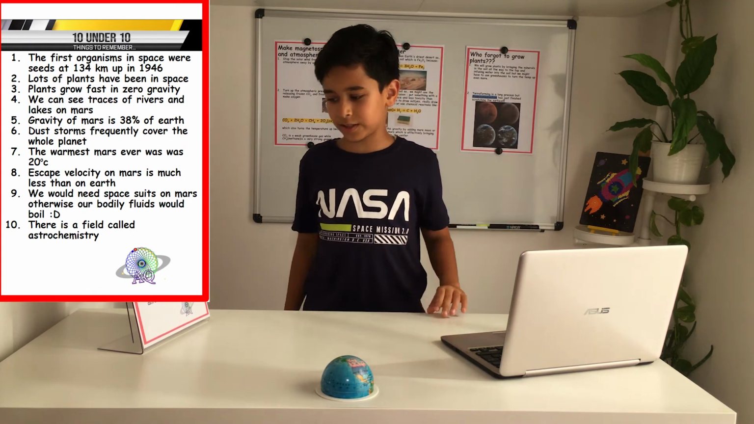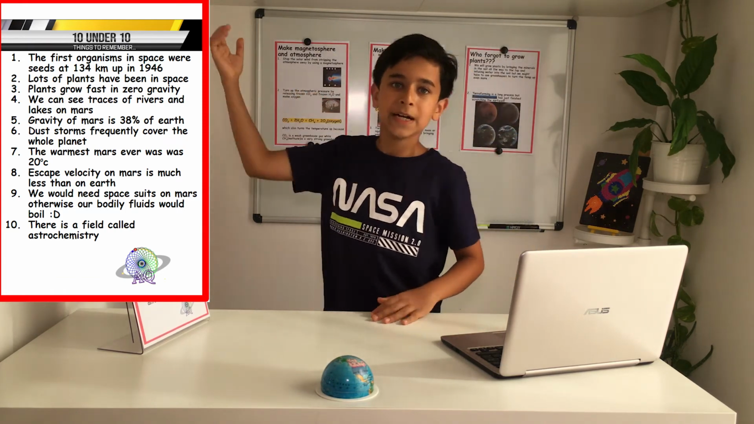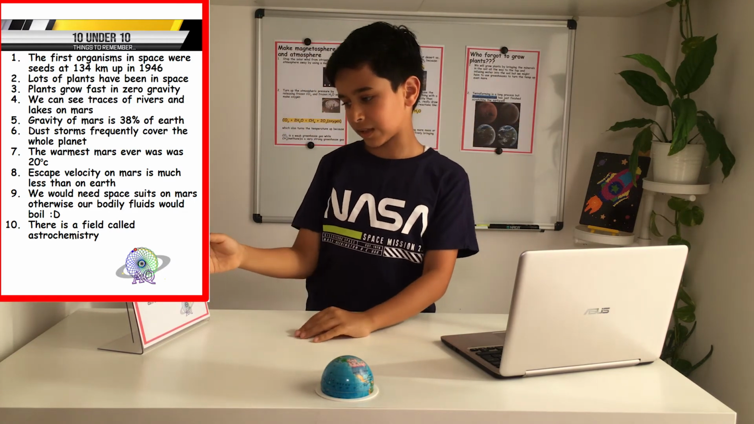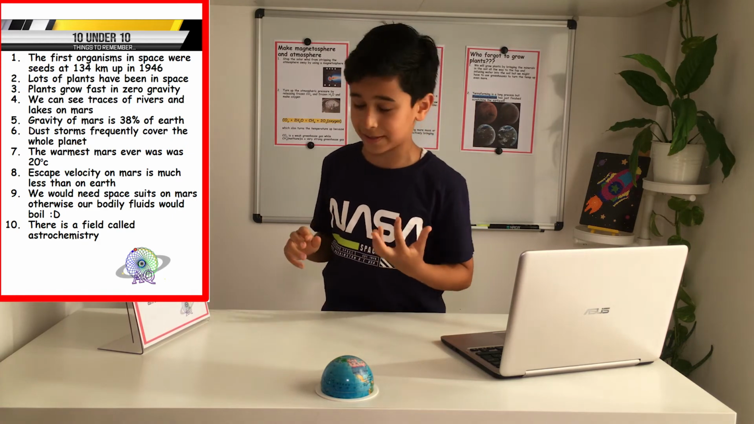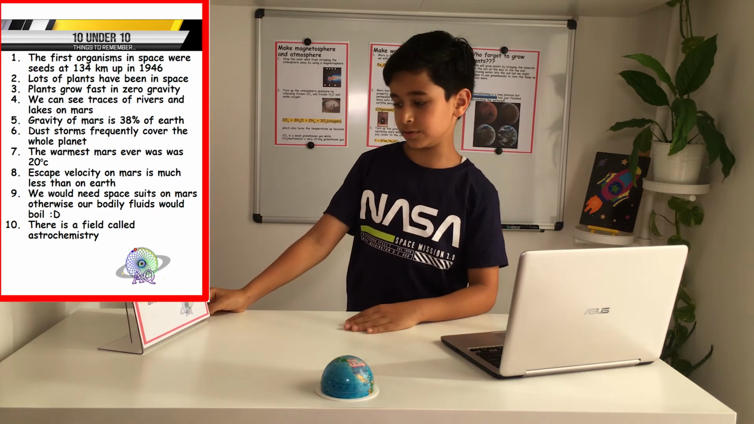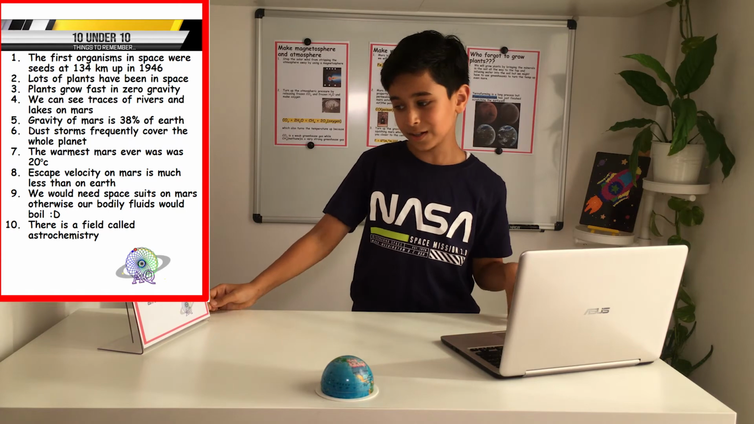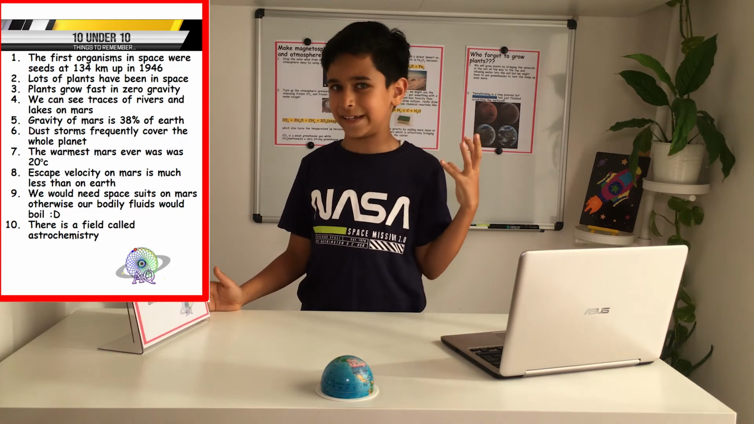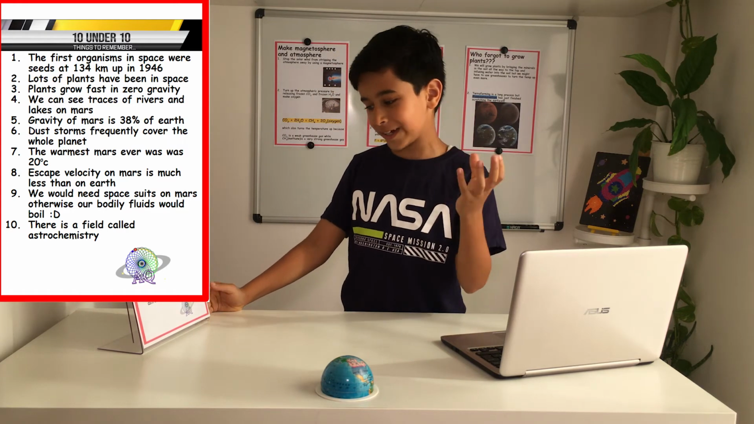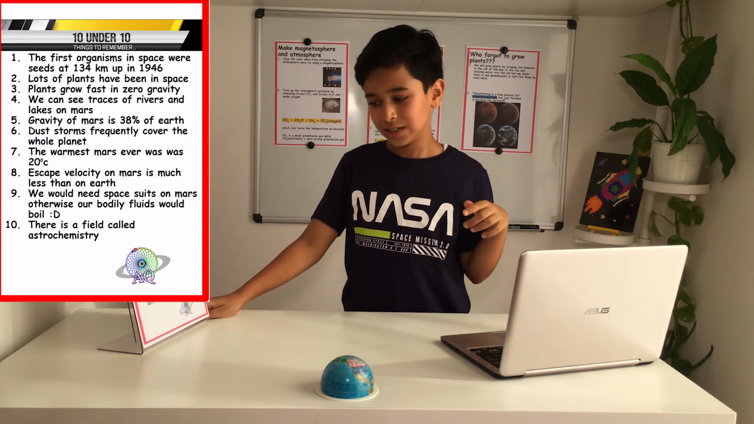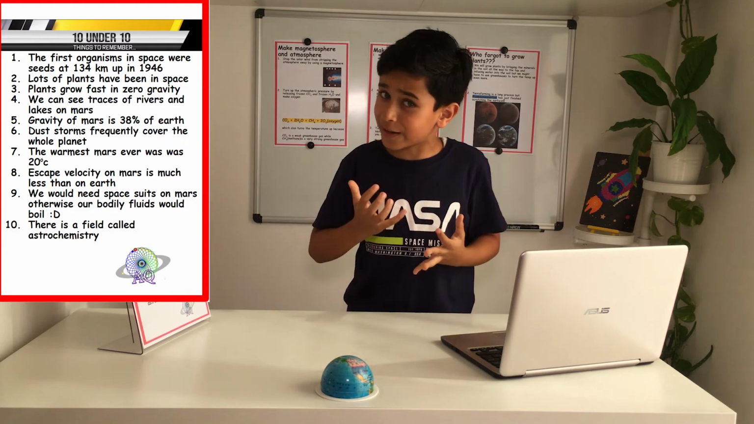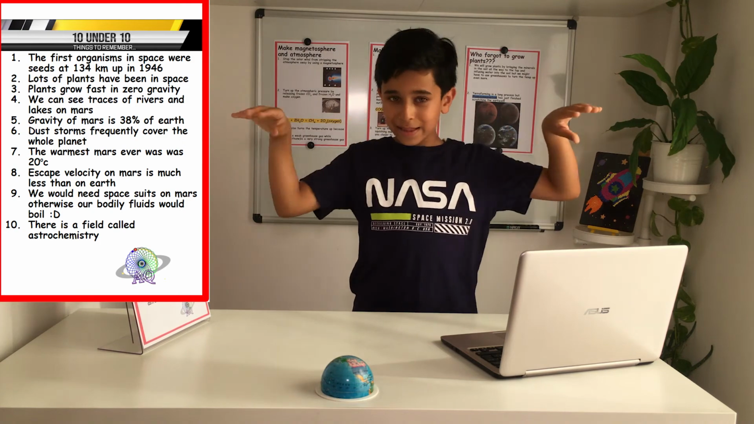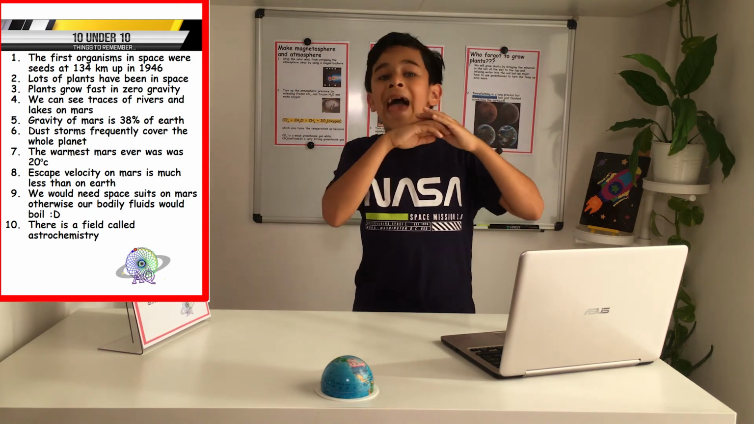The escape velocity on Mars, like if you throw a rock up, how fast it needs to go to escape the gravity, is a lot less than on Earth. We would need spacesuits on Mars. Otherwise, guess what? Our bodily fluids, like your spit and your blood, would boil from the low pressure. There's actually a field called astrochemistry. Doesn't that have the best name ever?